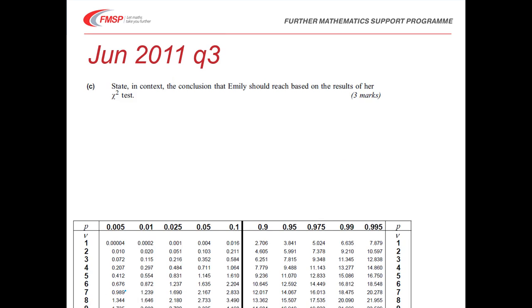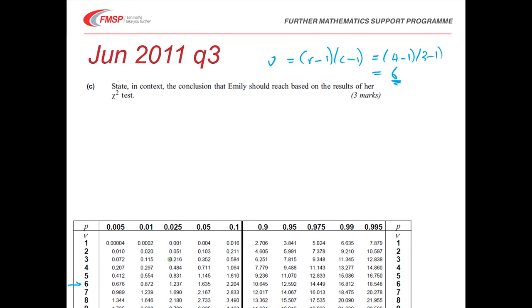So now we've got to conclude the hypothesis test. So how does this work? Well, we need to work out the degrees of freedom. The degrees of freedom for a test like this are rows minus 1 times columns minus 1. So this is going to be 4 minus 1 times 3 minus 1, which is equal to 6. So we know we're going to be dealing with 6 degrees of freedom.